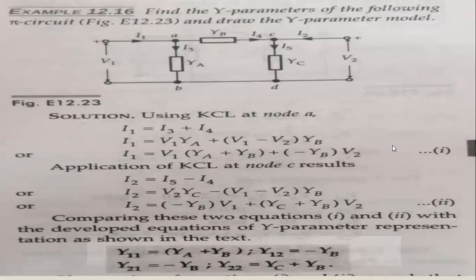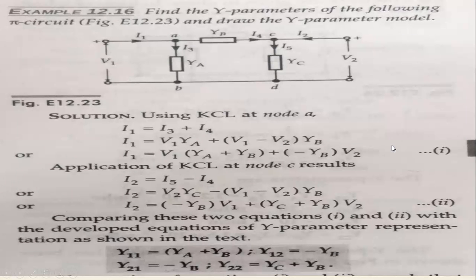Z11 is 120 minus j, Z12 is minus j160, Z21 is also minus j160, and finally Z22 is 80 minus j80, all in ohms, because the unit of impedance is ohm.